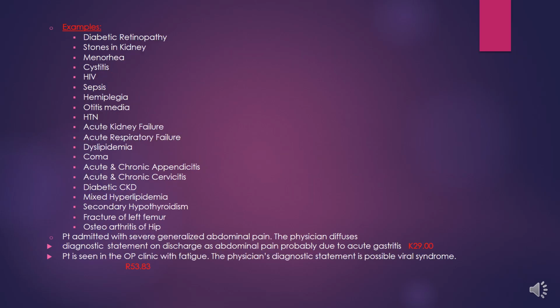Examples: diabetic retinopathy, stones in kidney, menorrhea, cystitis, HIV, sepsis, hemiplegia, otitis media, HTN, acute kidney failure, acute respiratory failure, dyslipidemia, coma, acute and chronic appendicitis, acute chronic cervicitis, diabetic CKD mixed hyperlipidemia, secondary hypothyroidism, fracture of femur, osteoarthritis of hip. Admitted with severe generalized abdominal pain; the physician's diagnostic statement on discharge is abdominal pain, probably due to acute gastritis: K29.00. A patient is seen in the OP clinic with fatigue; the physician's diagnostic statement is possible viral syndrome: R53.83.